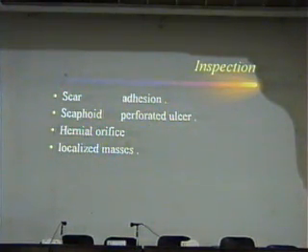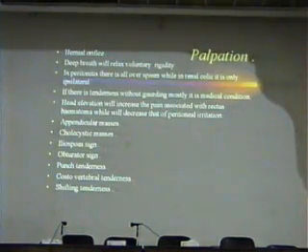We have to look for the hernial orifices, because one of the most common causes of acute abdomen is a hidden femoral hernia. This is especially in females. And we have to look for localized masses. Palpation: we have to palpate for hernial orifices.